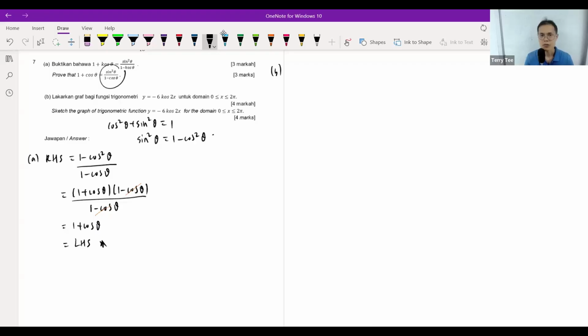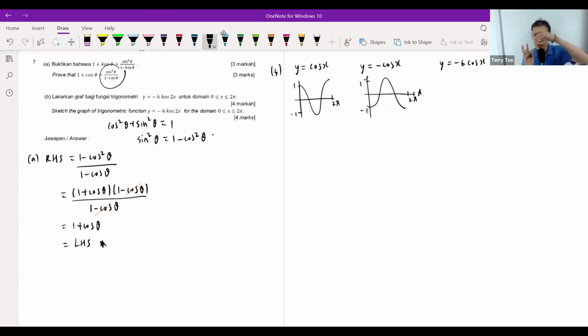So now for graph sketching, I'll show you one by one how it actually transforms to this. The basic graph of cos looks like this. Cos x starts from 1, goes down to -1, comes back up to 1 at 2 pi. The moment you have a negative in front, the graph is reflected in the x-axis. So this is 2 pi, -1 to 1. Now, what if I have a 6 in front? So you're stretching it up by 6. So your amplitude is 6, maximum 6, minimum -6.